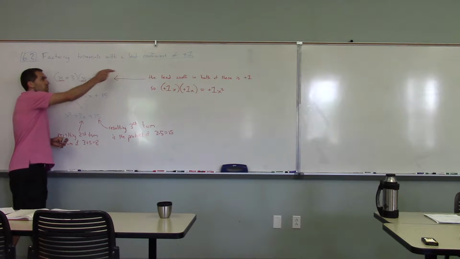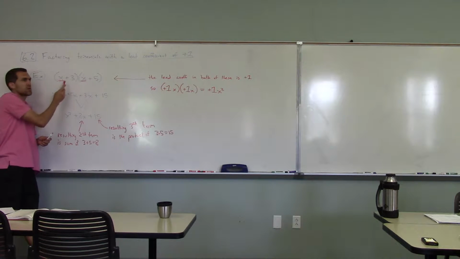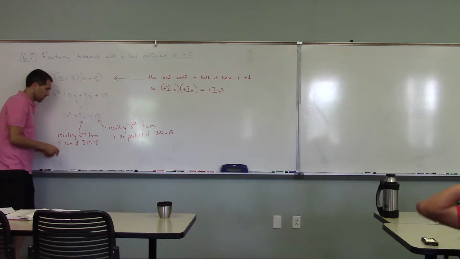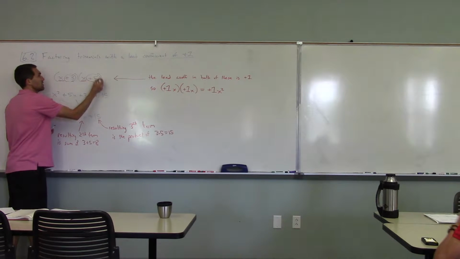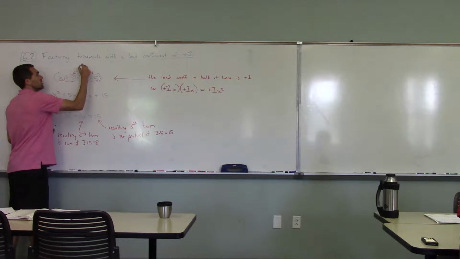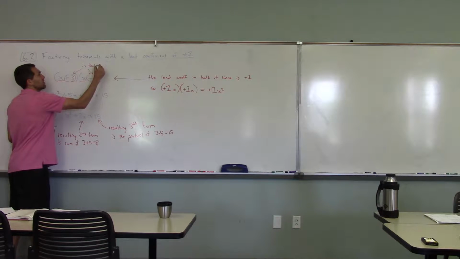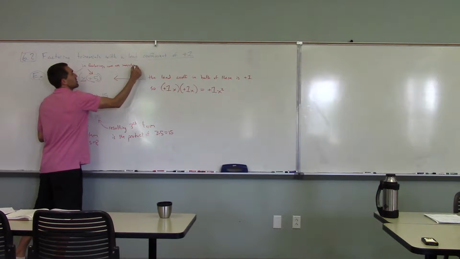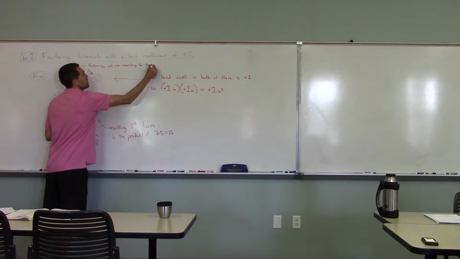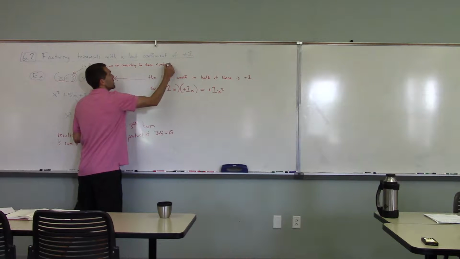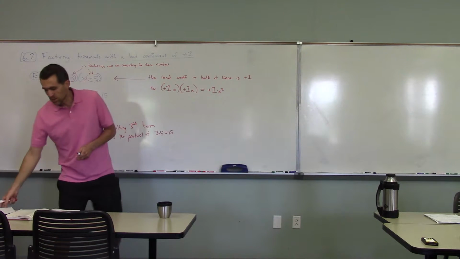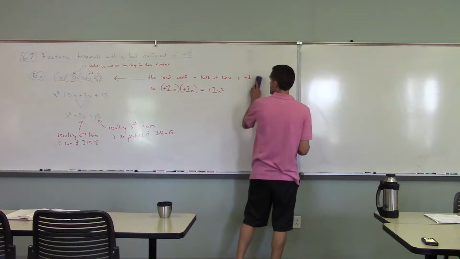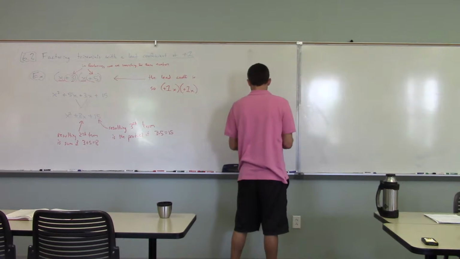Basically, because the lead coefficient is +1, we know that the first term is 1x, and we know this is 1x. So all we are searching for, in factoring, are these numbers. And that's the whole game we're going to play here, is trying to find those two numbers.